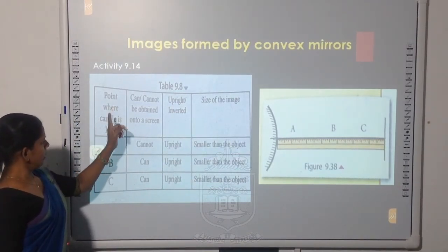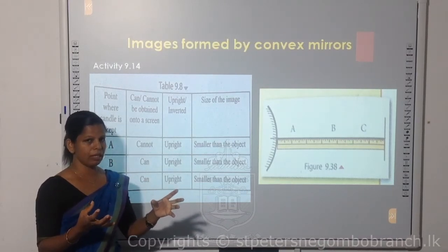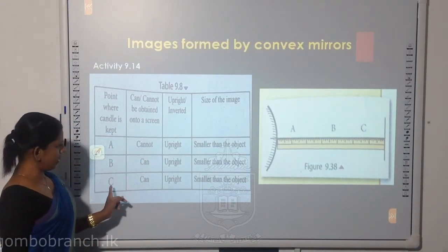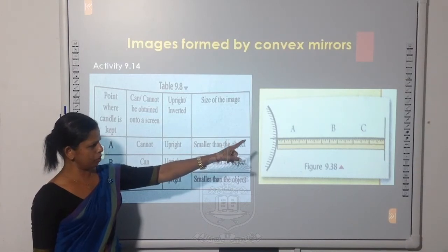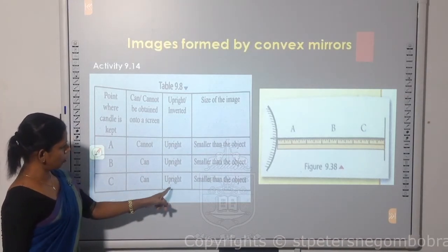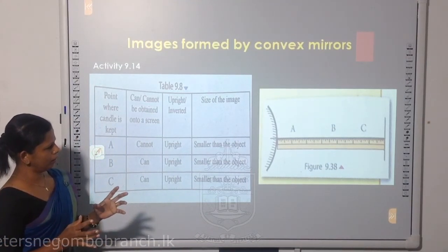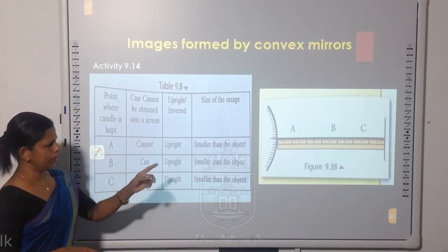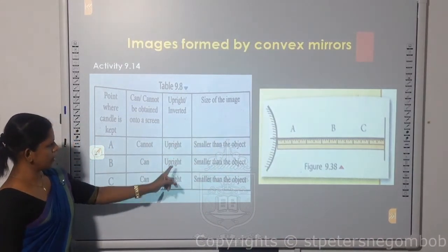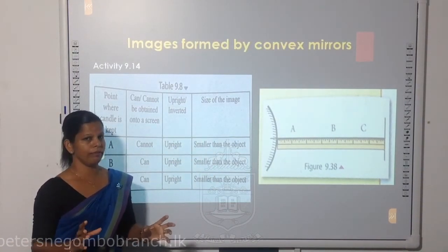So my dear children, if you are keeping position B, we can take an image onto the screen. That means real image. Size of the image smaller than the object. When we are keeping the lighted candle at position C, then we can take once again that image onto the screen, and that also is upright and smaller than the object. So you can see here, when images are formed by keeping any object in front of the convex mirror, they are always upright and always smaller than the object. So those are the special features of that.